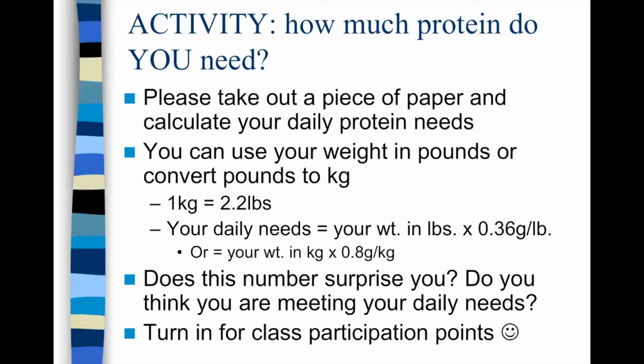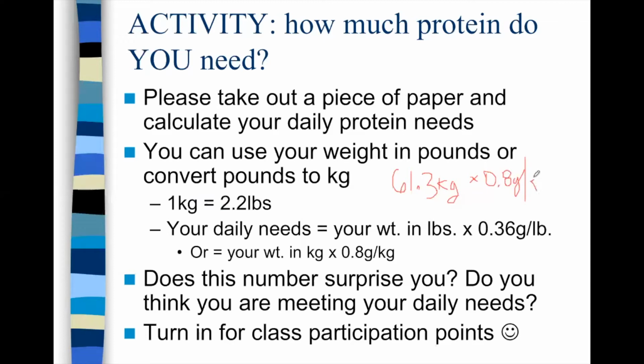So does this surprise you? Do you think you're meeting your needs? Are you eating too much or too little? I guess I could do an example for you here. I'll do it on myself. So I weigh about 135 pounds, which is about 61.3 kilograms. And so to find out how much protein I need, I multiply this by 0.8 grams per kilo.